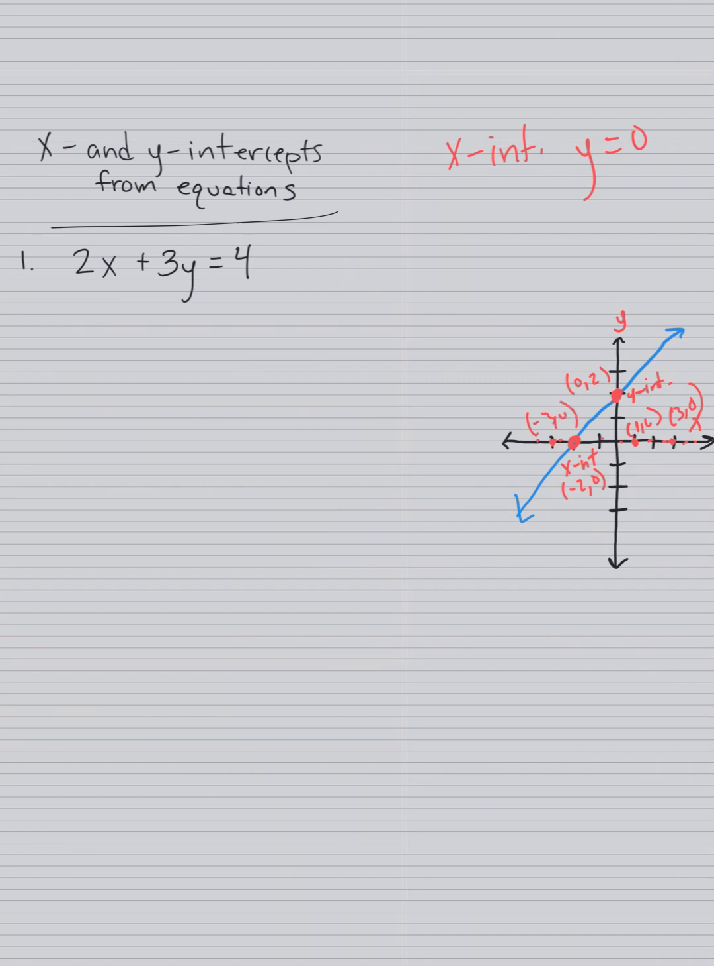And then the same is true for the y-intercept. For the y-intercept, the x value will always be 0. So we use this information to help us solve. An easy way to remember it is the opposite one is always going to be 0.